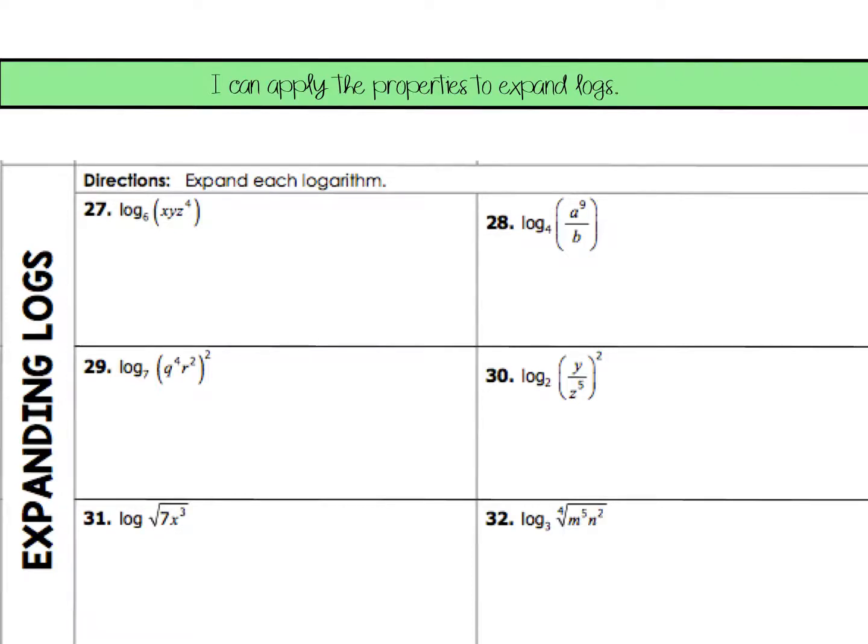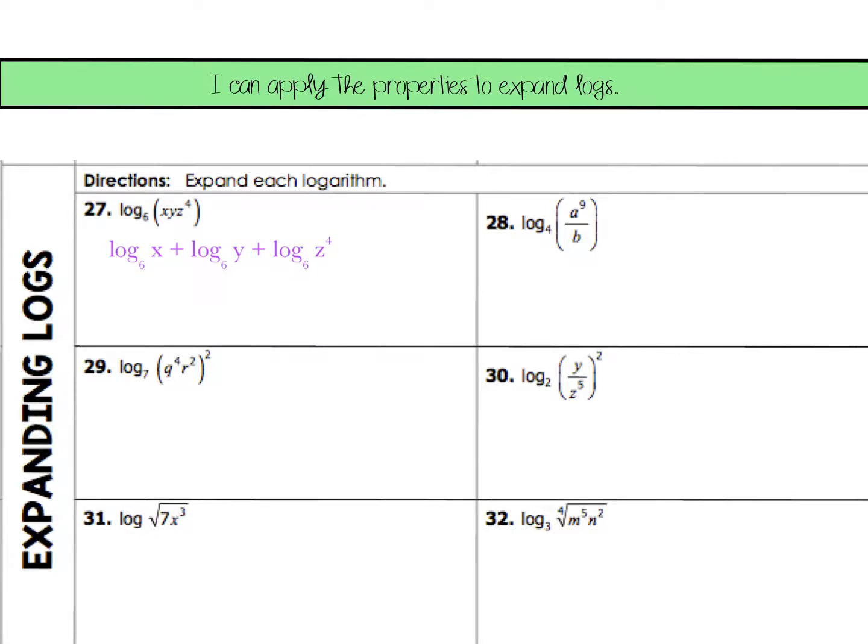All right, so number 27, I have log base 6 of x times y times z to the 4th. So the first thing I'm going to do is break it apart. So I see that I have multiplication happening. So when I have multiplication happening, I know that that is the same as log base 6 of each of those being added. So I'm going to do that first. All right, so that gives me log base 6 of x plus log base 6 of y plus log base 6 of z to the 4th. So once I've broken it into the different pieces, I need to take care of any exponents. So I'm kind of working through those questions backwards.